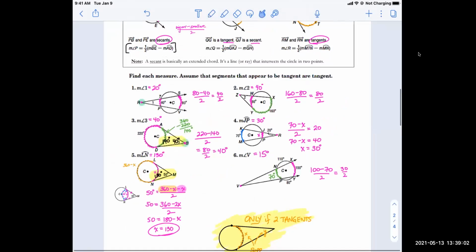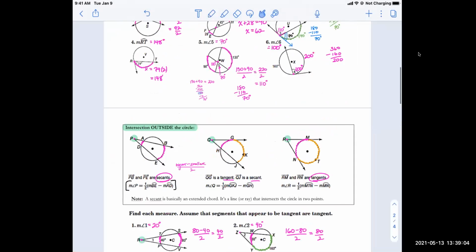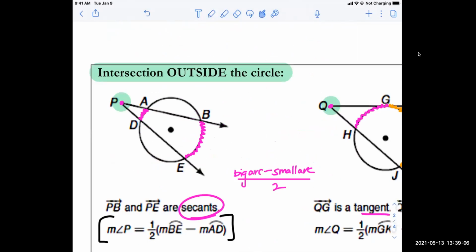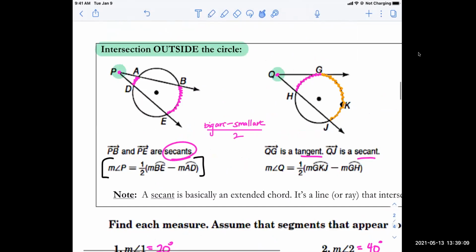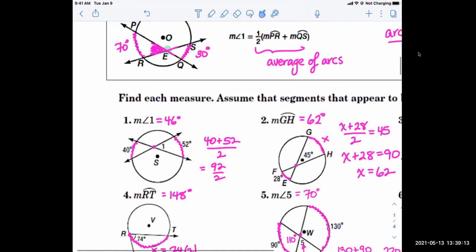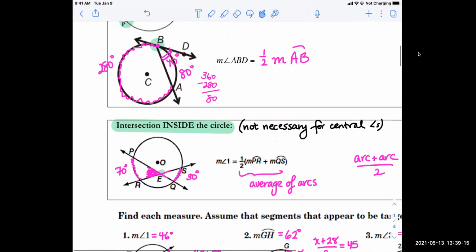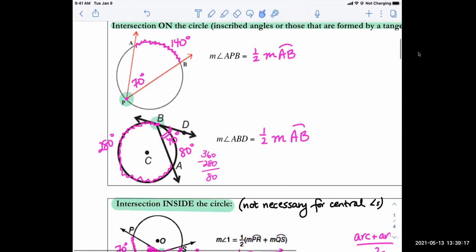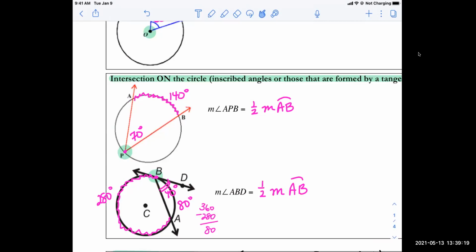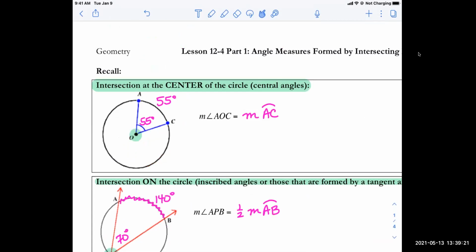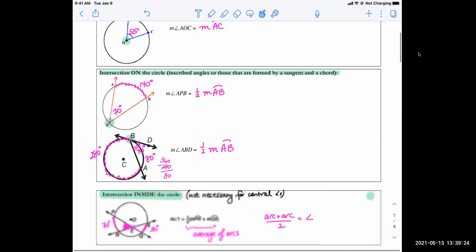Okay, so again, the crux of everything here is where is the vertex? If it's outside, you subtract and divide by 2. If it's inside the circle, we're going to add and divide by 2. If it's on the circle, we just divide by 2. And if it's the center, you don't do anything. Okay. On the homework, they're going to be mixed together.